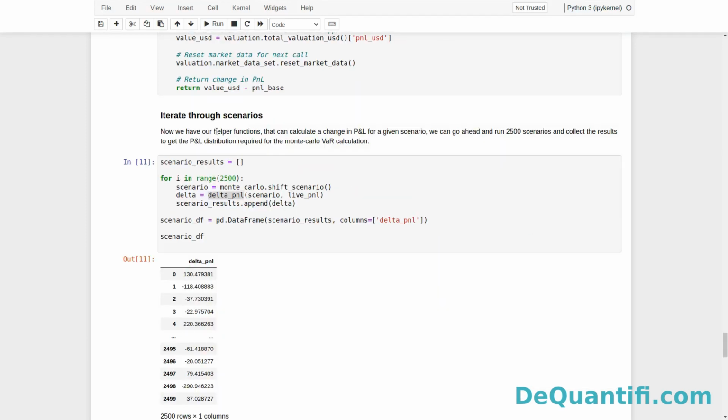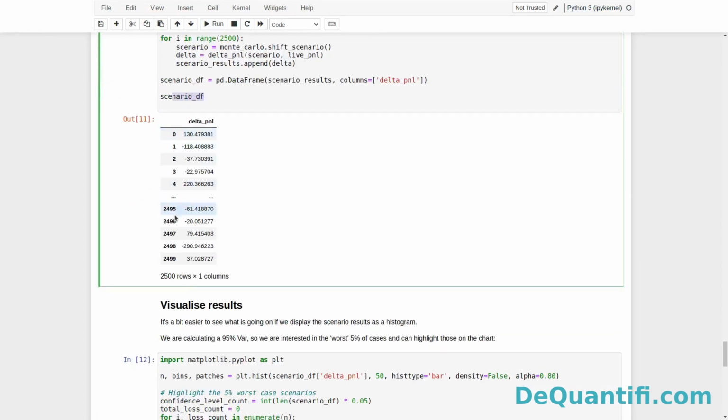So let's go ahead and do that. So here we're going to run 2,500 scenarios, and we're going to calculate the change in P&L using our helper function and create a collection of the results. And here we see for 2,500 scenarios what the changes in P&L are.